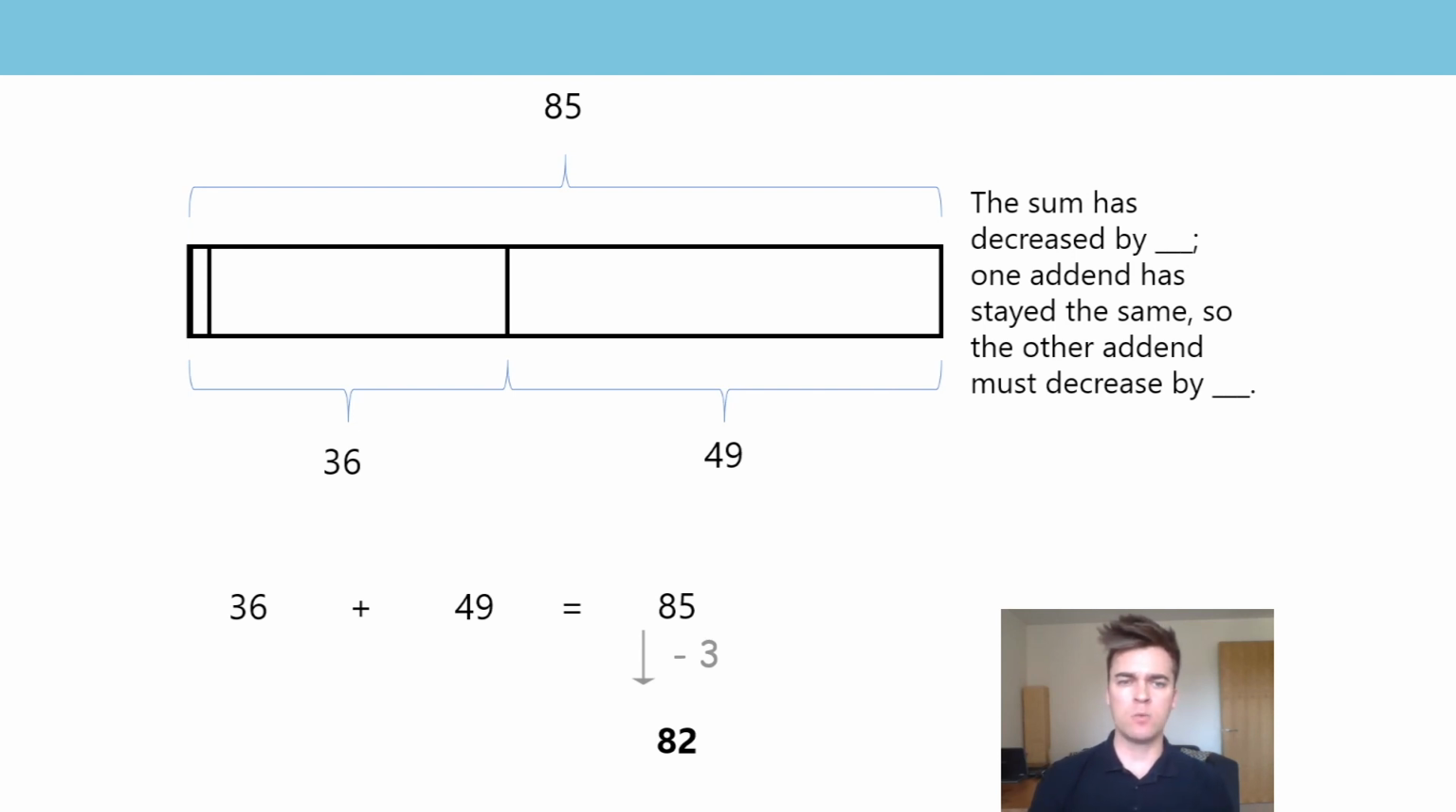I know that one of the addends stayed the same, so the sum has decreased by 3. One addend has stayed the same, so the other addend must decrease by 3. What happened to Hufflepuff's house points? They decreased by 3. They now have 33 points.